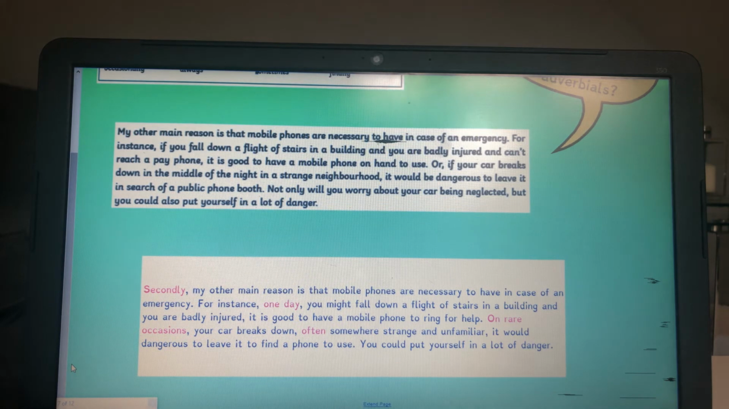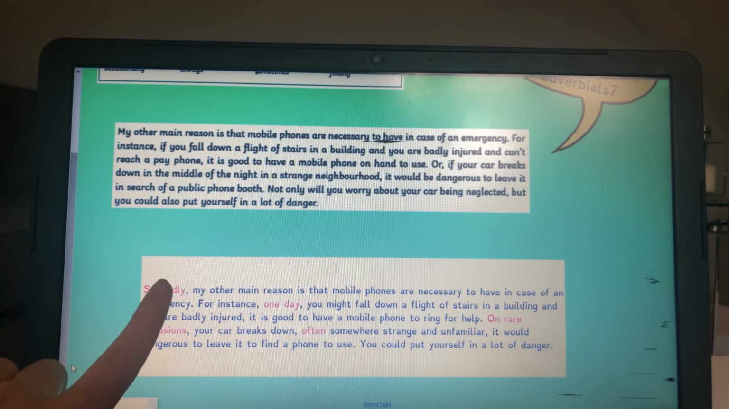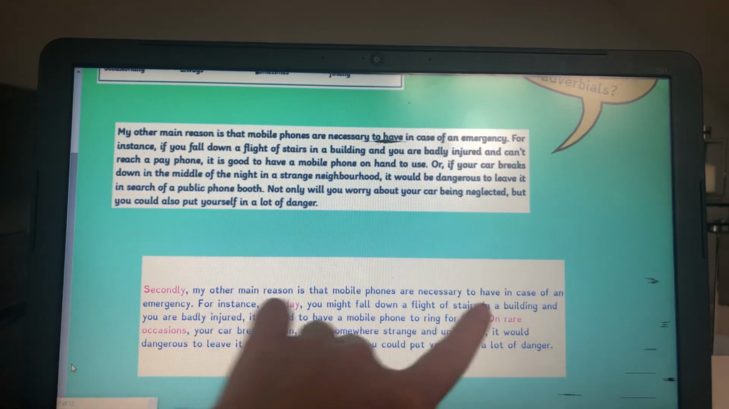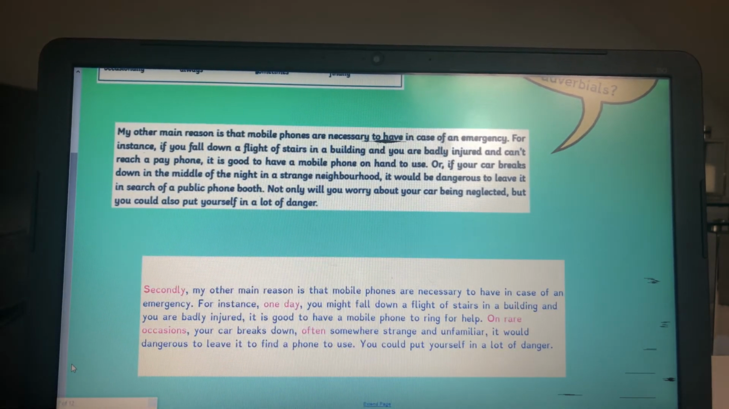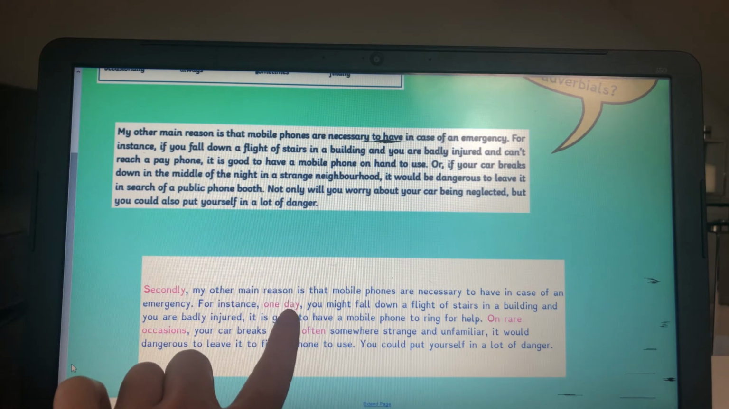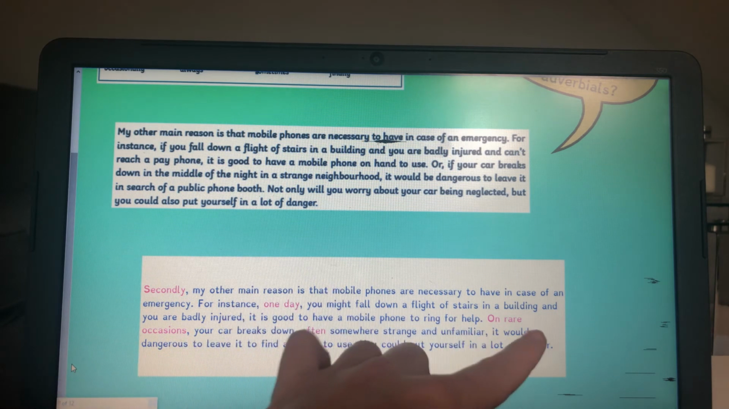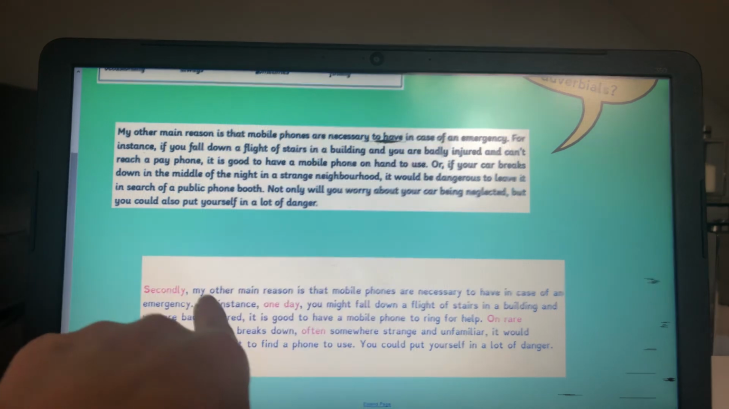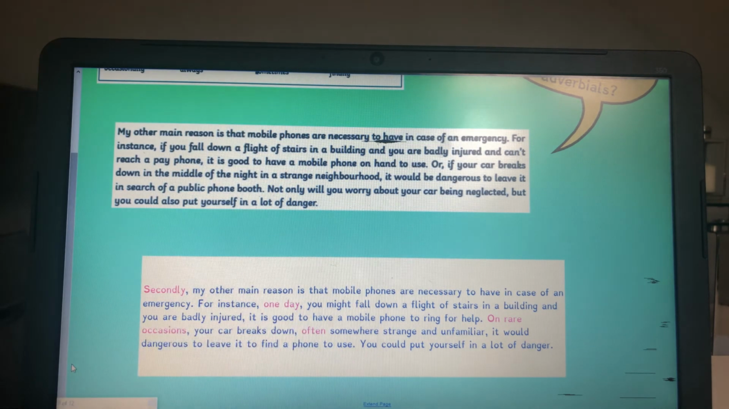So the paragraph wasn't exactly the same. I took out some of the points. But I was just trying to show you that where I've added in these time adverbials, I think it's improved it. It's telling my reader, if this was in a big argument, that that's my second point. So that should be quite straightforward. And it just adds a bit more detail. For instance, you might fall down a flight of stairs. Perfectly fine. For instance, one day you might fall down a flight of stairs.